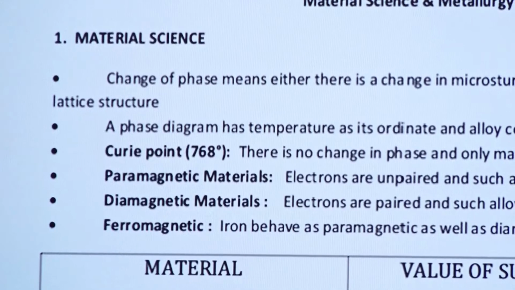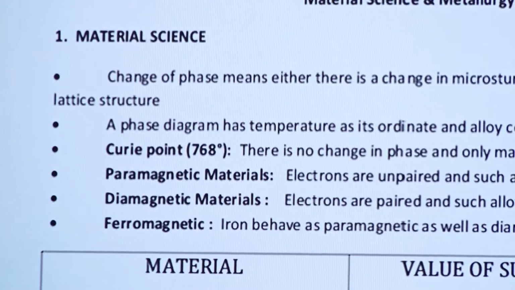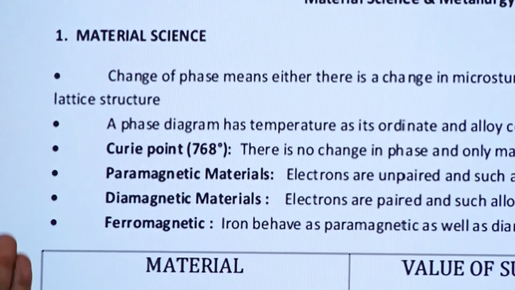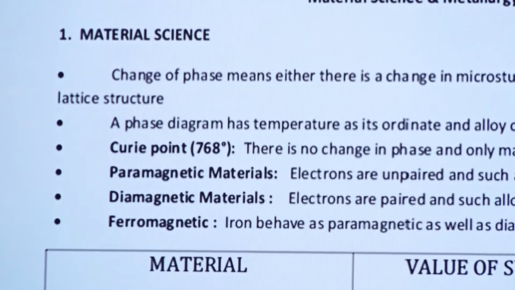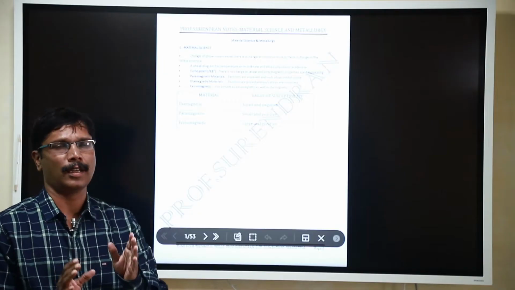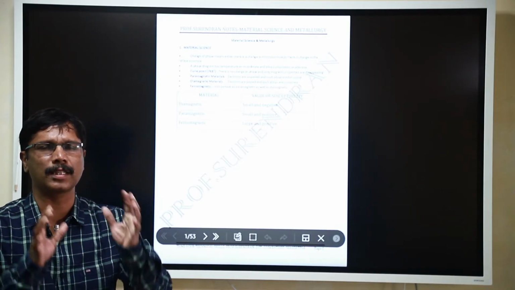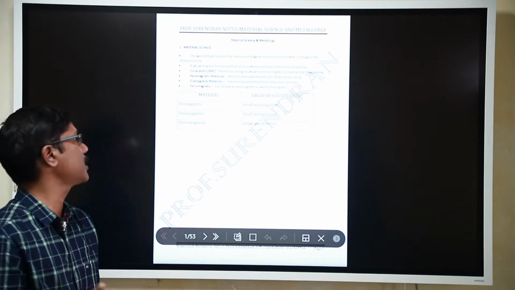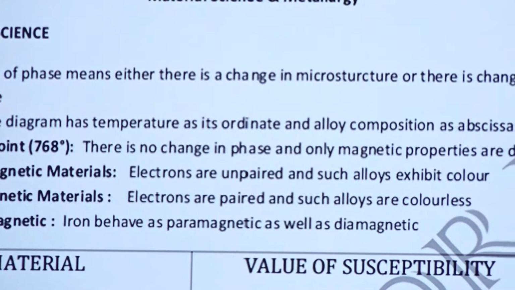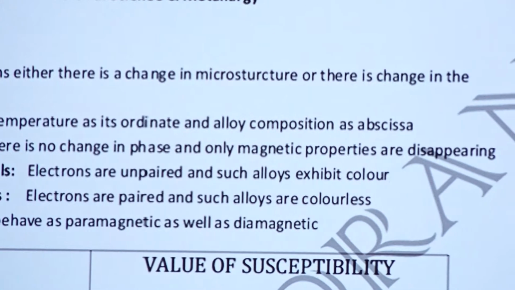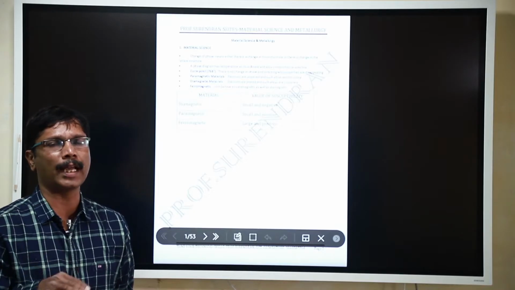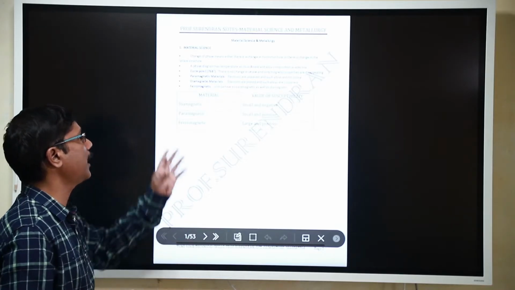Now we are going to see about material science. In material science, the first topic is change of phase, meaning either there is a change of microstructure or a change of lattice structure. When the phase change takes place, the microstructure or lattice structure will be changed. A phase diagram represents the temperature as the ordinate, alloy composition at the abscissa, and the Curie point.